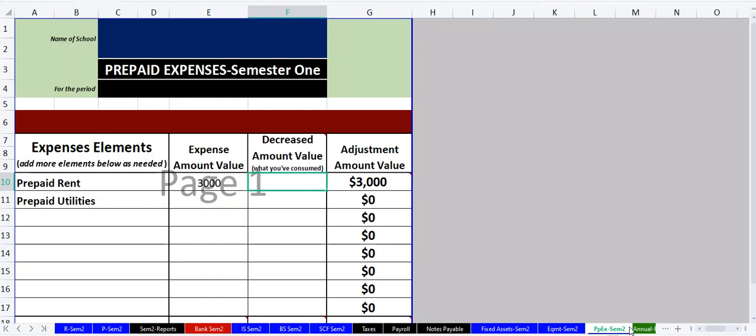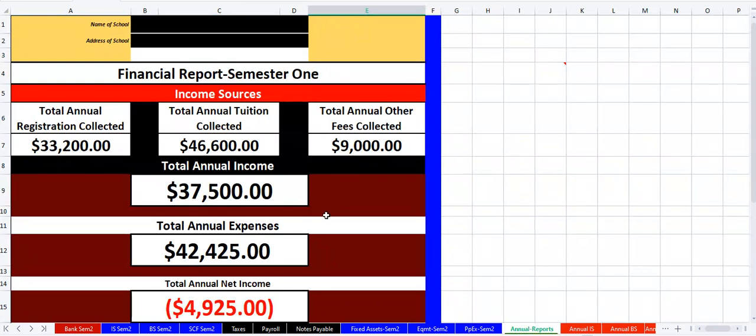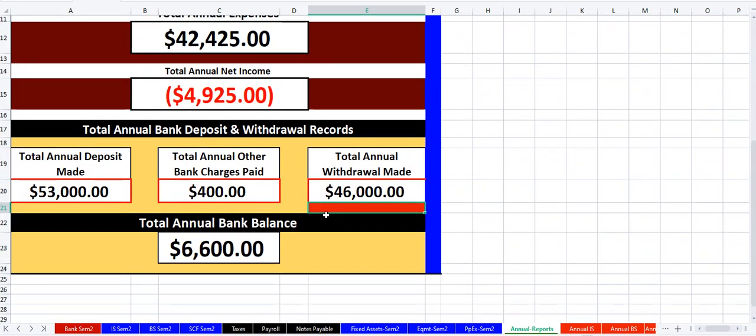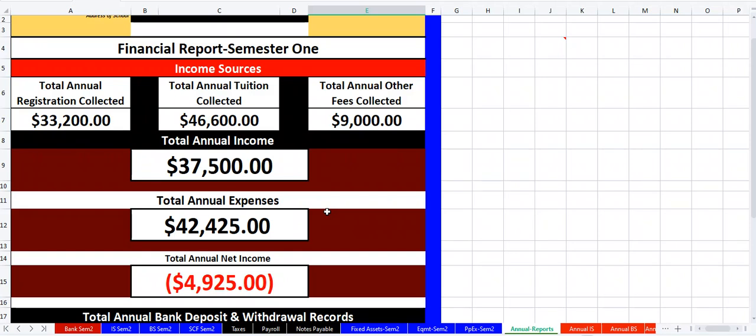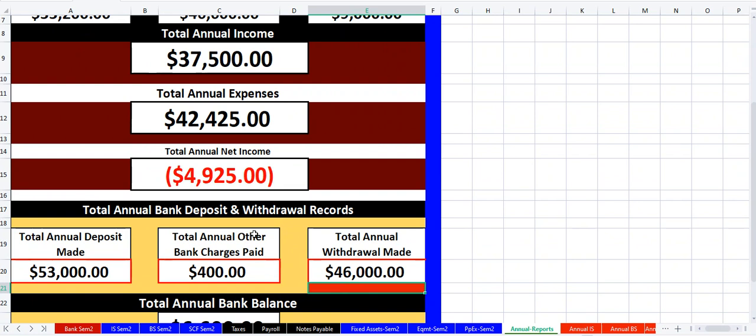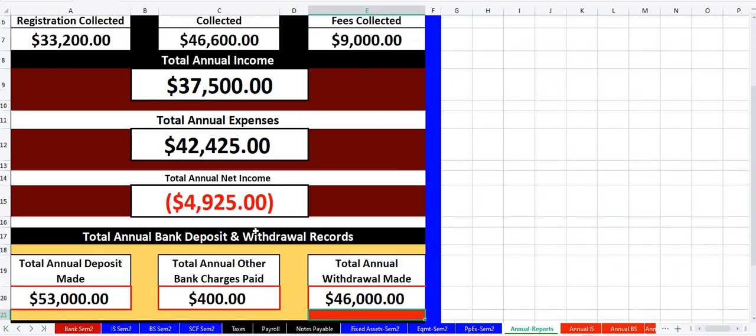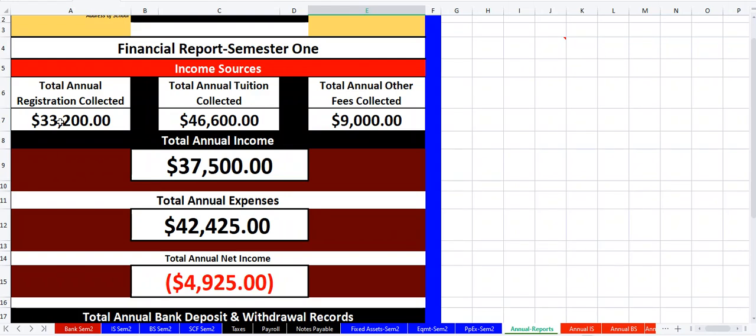So now we come down to the annual report. I see here the annual report. This is what happened. I told you that whole thing was adjusted because of 2 periods. So for the whole year now, this is what happened. We operated at a loss for the whole year. As you can see here, we generated 33,200 in total registration. Then the tuition 6,600 was collected, and total annual order fees collected was 9,000.